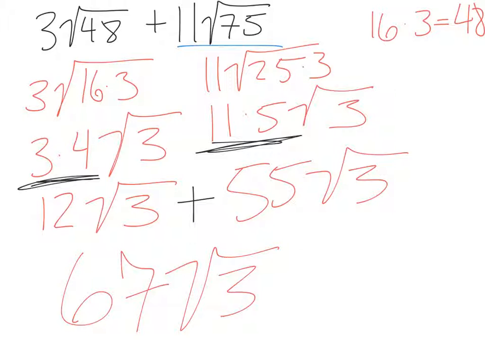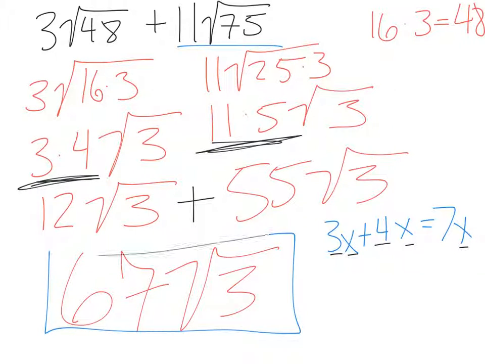We treat the square root symbols as if they are variables. So for example, if I had 3x plus 4x, if I add 3x and 4x, I get 7x. I added the coefficients, and I keep the x the same. I don't add the x's together. I do the same thing for square roots. I treat them as if they are variables. So our final answer should be 67 square root of 3.